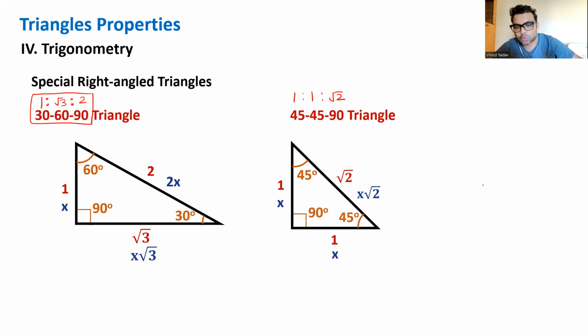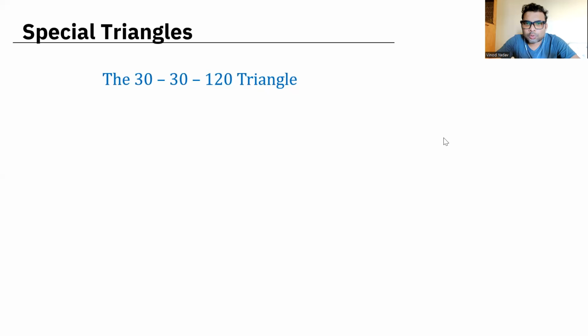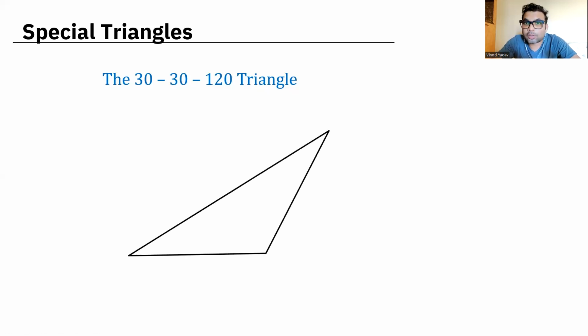Based on this, I can also derive one more, 30 30 120. You can derive at any point of time, but if you remember, it will be better. So 30 30 120 triangle, friends. So this is isosceles. Two angles are equal, so sides opposite them will also be equal, and vice versa. And one angle is 120, more than 90, so obtuse angle.